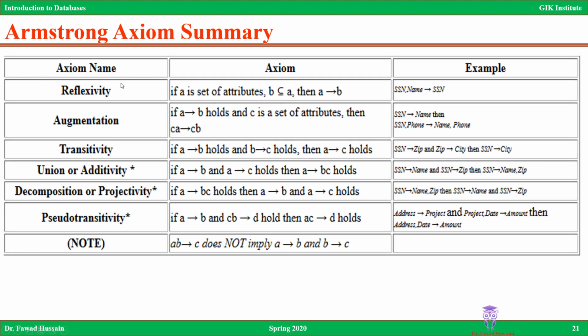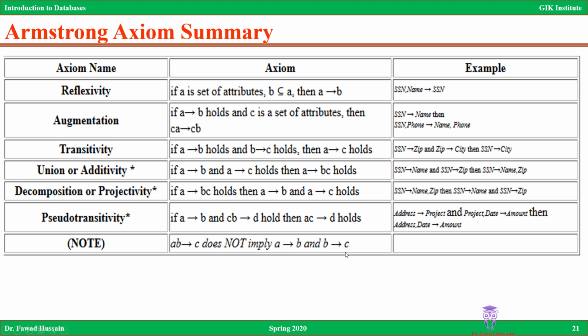This is a summary of the axioms. They are called the Armstrong axioms, and we use them: the reflexivity, the augmentation, the transitivity, the addition or the union, the decomposition, and the pseudo transitivity. However, it's important to note that A, B implies C means that the combination of A and B implies C, and it does not mean that A implies C or B implies C.